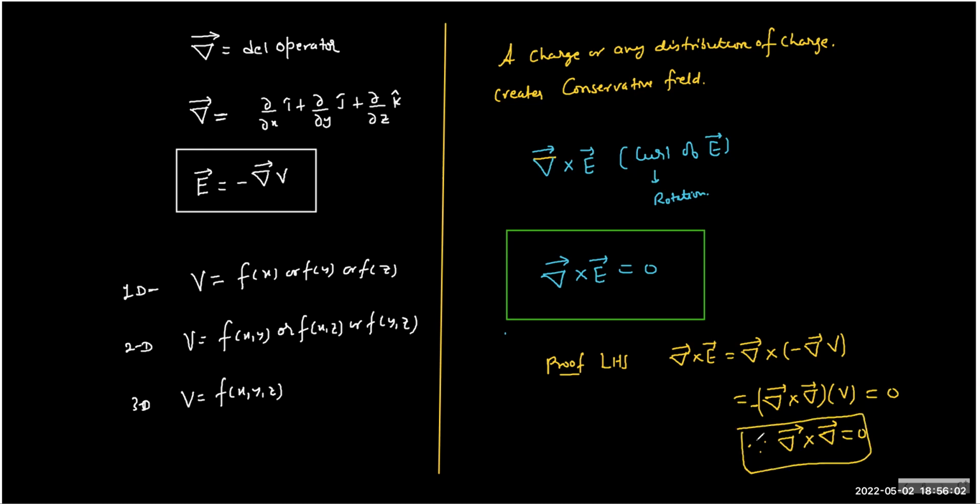So this is the famous law of electrostatics. The curl of the vector is zero, and it is always true for an electrostatic field, the field which is developed by the charged particle or any distribution of charge. Okay.